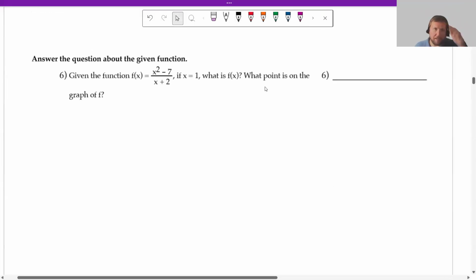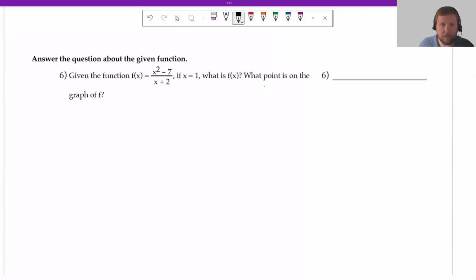Okay. Given the function f of x equals x squared minus 7 over x plus 2, if x is equal to 1, what is f of x? What point is on the graph of f? So if x is equal to 1, then we have f of x is equal to f of 1. So then we have 1 squared minus 7 over 1 plus 2.